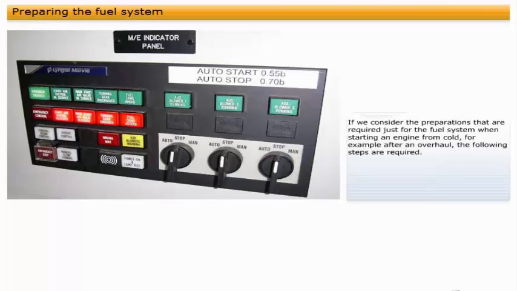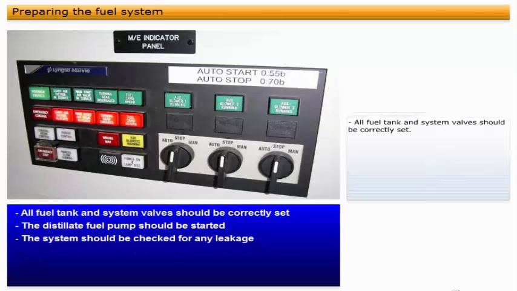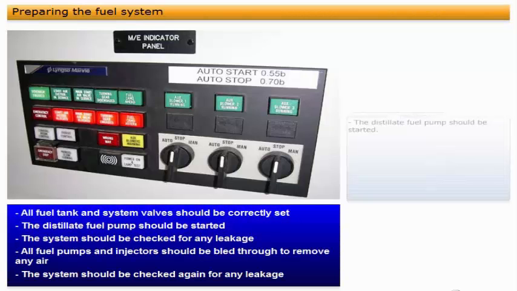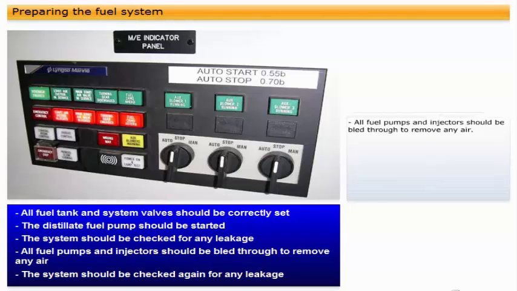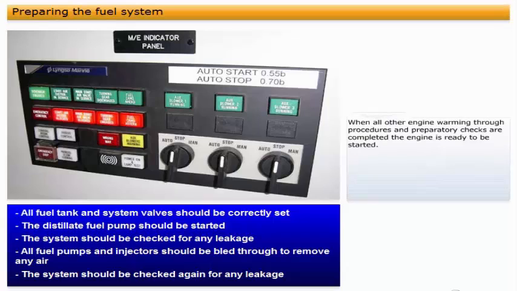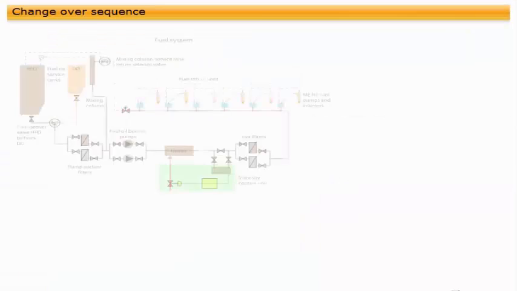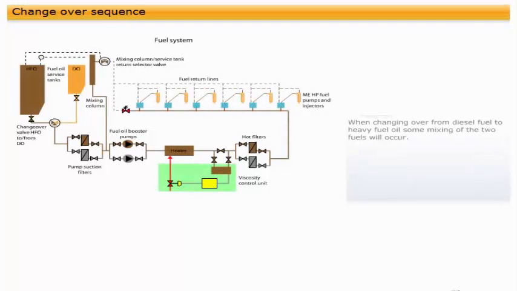If we consider the preparations that are required just for the fuel system when starting an engine from cold, for example after an overhaul, the following steps are required. All fuel tank and system valves should be correctly set. The distillate fuel pump should be started. The system should be checked for any leakage. All fuel pumps and injectors should be bled through to remove any air. The system should be checked again for any leakage. When all other engine warming through procedures and preparatory checks are completed, the engine is ready to be started. Once the engine is running, and assuming heating facility is available, preparations can be made to change over to heavy fuel.